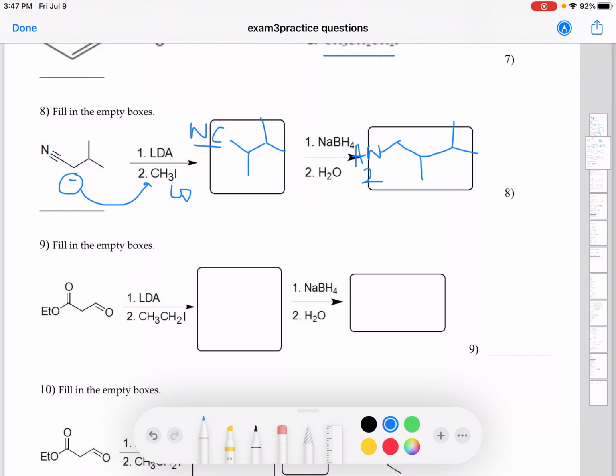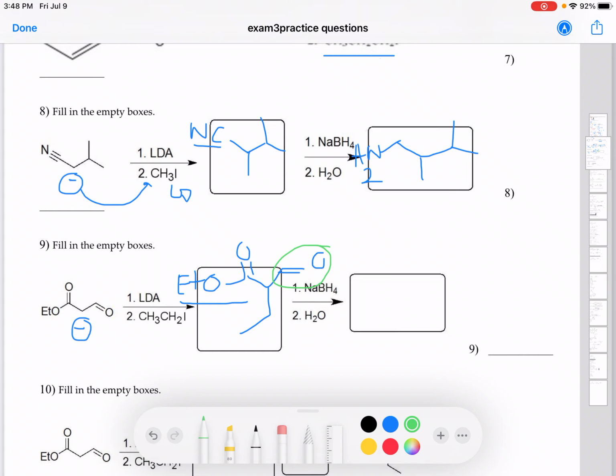And then the next one also similar, LDA, ethyl iodide. Again LDA will grab the hydrogen from the alpha carbon and will react with ethyl iodide. So you will have this product, OEt, ethoxide, over here, O, and on this carbon you have an ethyl group, right? And then you add sodium borohydride and water. Now we have two groups. So we have an ester functional group, and you also have an aldehyde functional group.